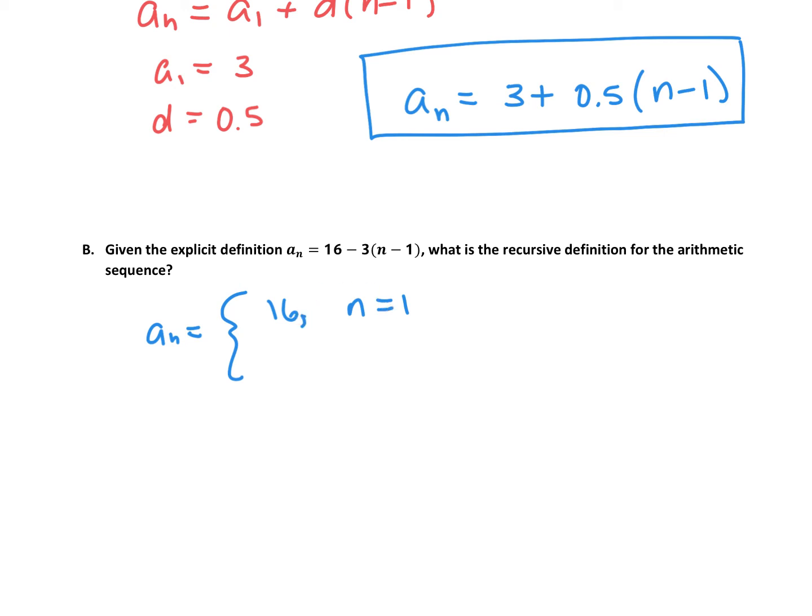Okay, now what we do in a recursive definition is we tell you what to do to the previous term. So we're going to take the previous term, a sub n minus 1, and then we're going to add a common difference, subtract a common difference. This in front of the n minus 1, this is where we find the common difference for an explicit definition, because it's minus 3 that tells us that it is a negative 3. So you are subtracting 3 to get from one term to the next. So we're going to subtract 3. We're going to do this for all the terms after 1. N is greater than 1.